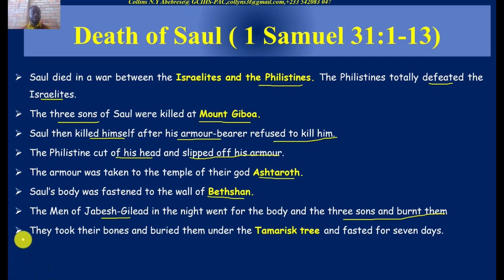Now, they took their bones and buried them under the tamarisk tree and fasted for 7 days. So after they burnt the bodies, they took the bones and buried them under a tamarisk tree and fasted in honor of these people. And so the question that we asked was, why do you think these men would do this?